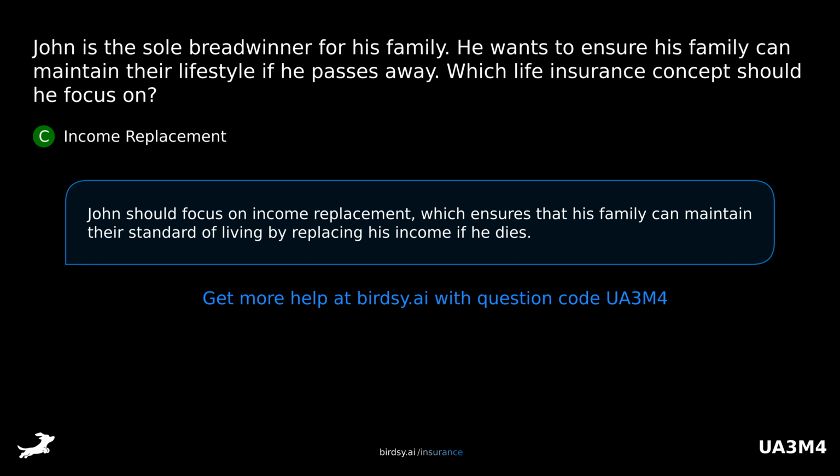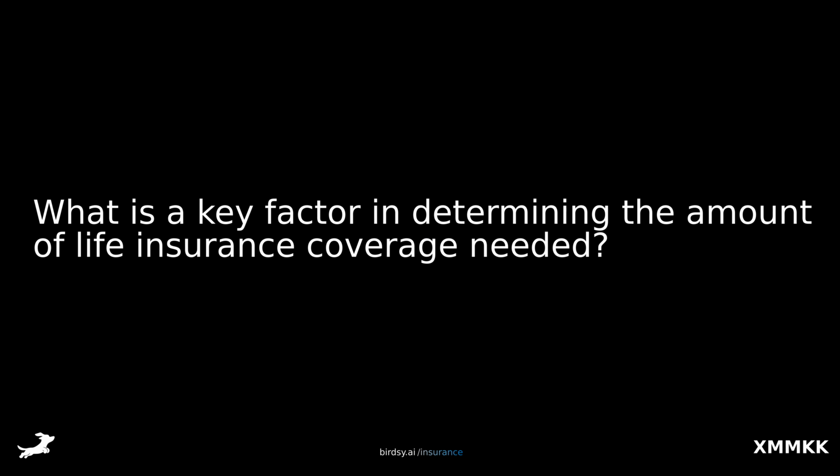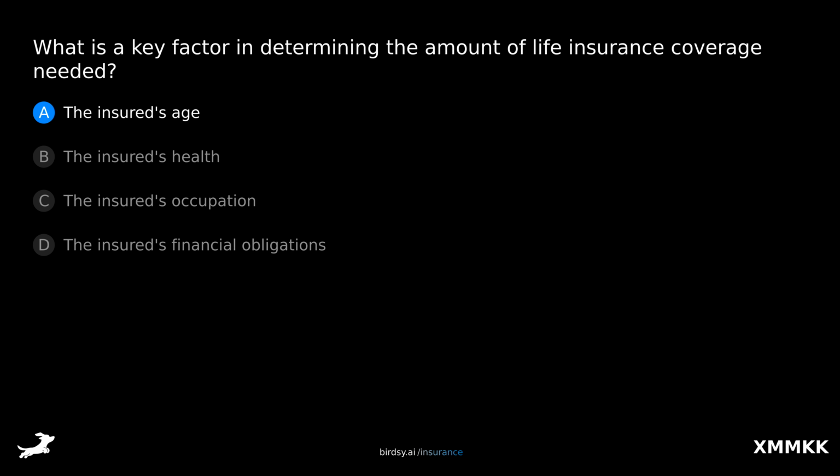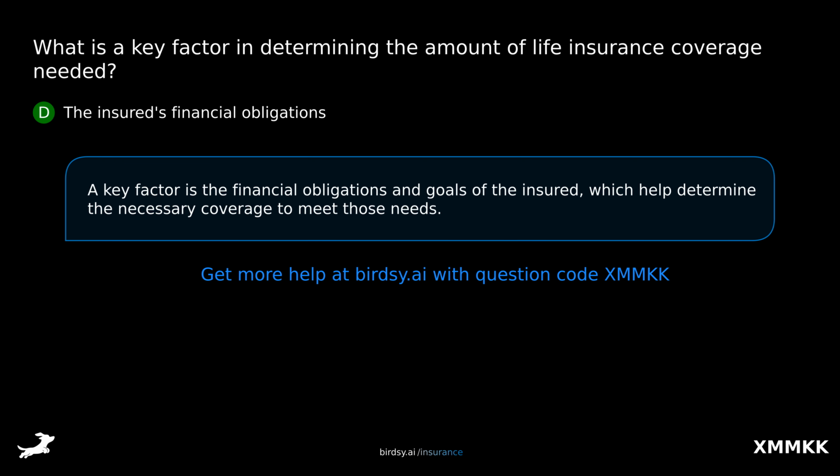What is a key factor in determining the amount of life insurance coverage needed? Is it A, the insured's age, B, the insured's health, C, the insured's occupation, or D, the insured's financial obligations? The answer is D, the insured's financial obligations. A key factor is the financial obligations and goals of the insured, which help determine the necessary coverage to meet those needs.